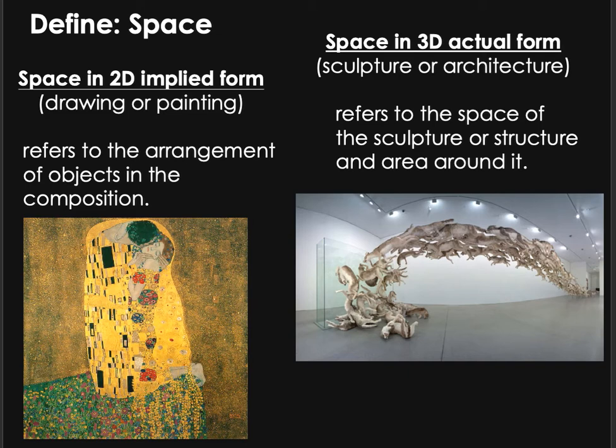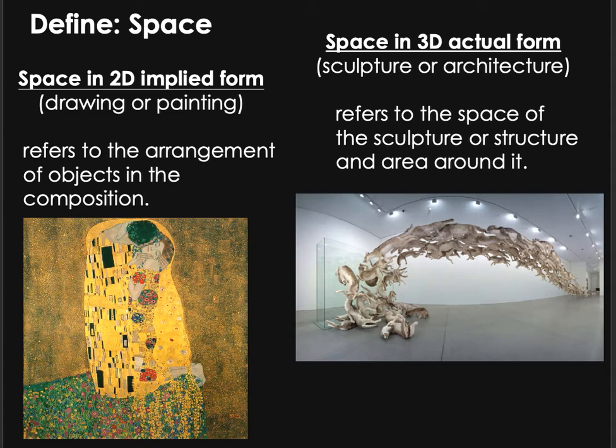When we talk about space in this situation, we're referring to the way that the objects are arranged on the composition, how you place those objects on the surface in which you're working. And when we work with space, that is the area to which we are going to send our focus, working with implied form, making things look as realistic as possible while working on a two-dimensional surface.